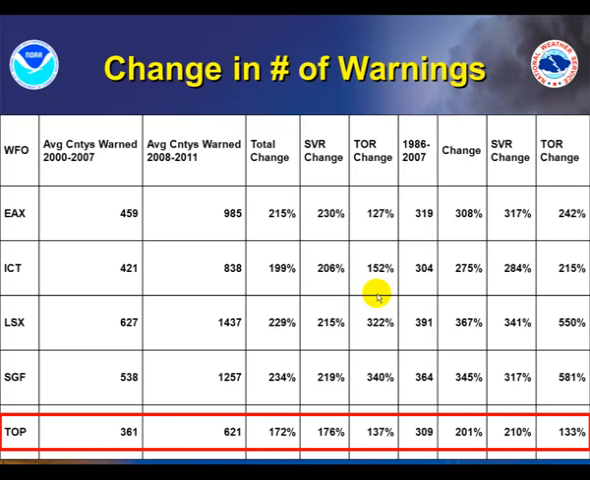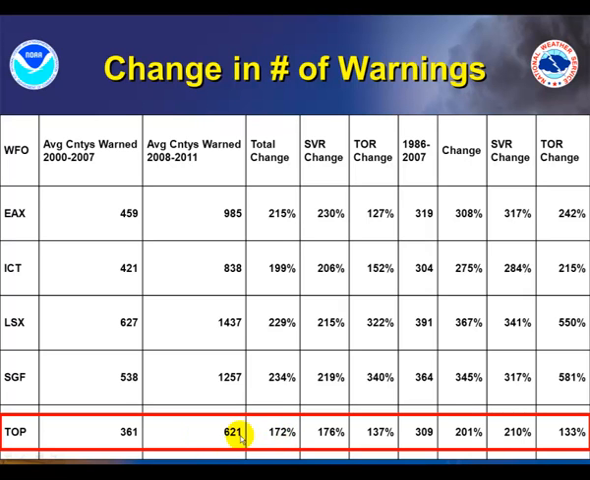This table was also produced out of that spreadsheet. And just looking at Topeka in that list, you can see in the first column here, the average counties warned from 2000 to 2007 was 361. This includes both tornado and severe thunderstorm. And then the average counties warned from 2008 to 2011 was 621.